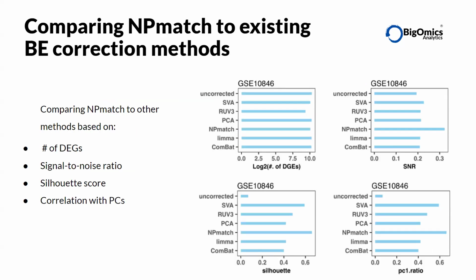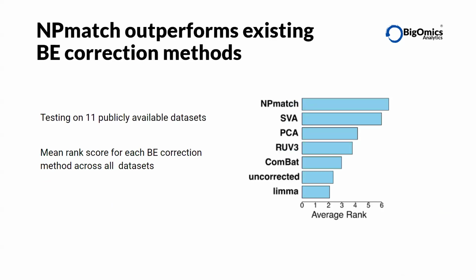We performed a benchmarking of NP match against existing batch effect correction methods, and we've seen that it performs slightly better than highly used methods. And for this, we used distinct batch effect correction metrics like differentially expressed genes, SNR, silhouette score, or correlation with PC. We also performed extensive testing on public data covering very different representations of batch effect. And we've seen that, again, NP match works pretty well.